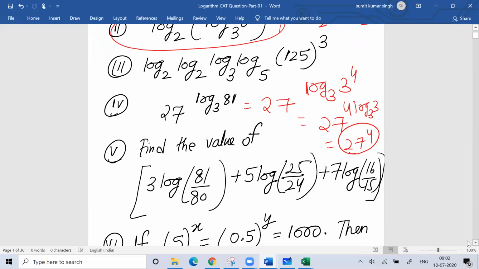So for this, would you do 7 log 16 minus 7 log 15? Correct. Then you break 16: 16 means 2 to the power 4, 15 means 3 into 5, 25 means 5 square, 24 means 8 into 3. Like that you will break it. But you bring the 7 with it? Yes. Then you apply log A by B, which is log A minus log B, that fundamental concept.